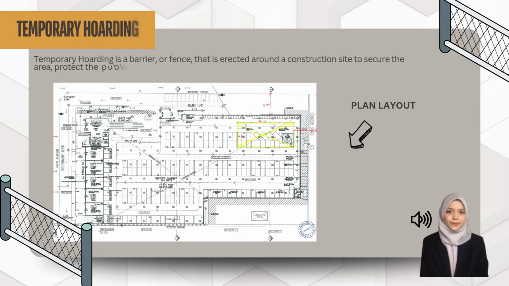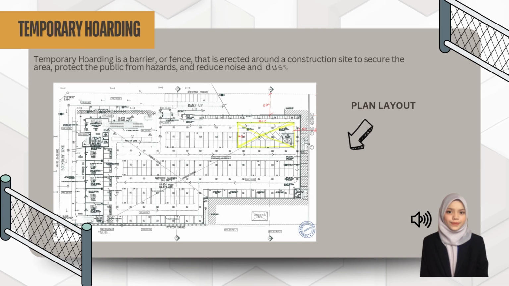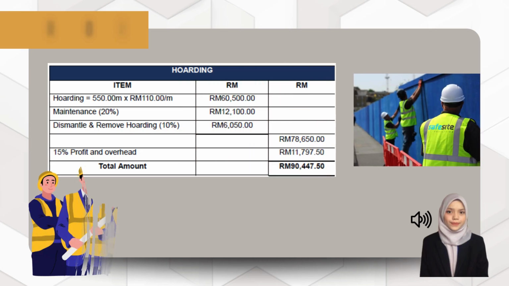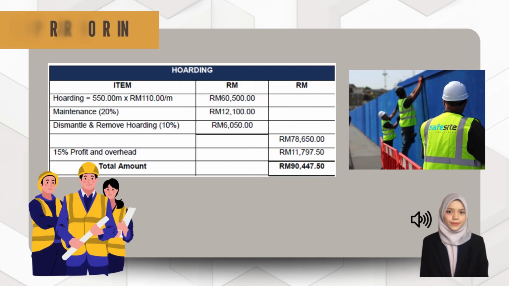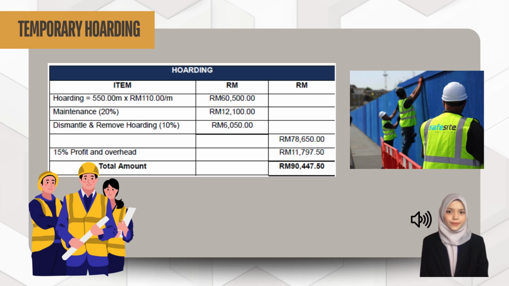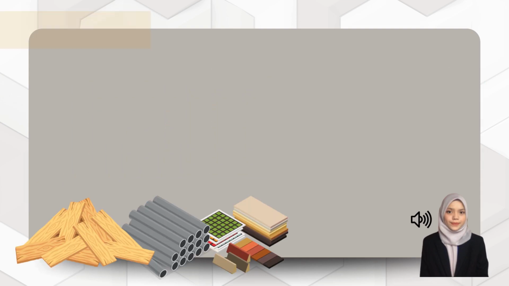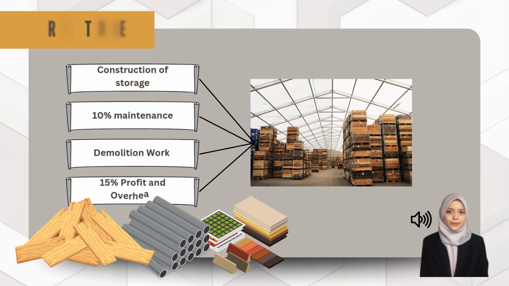Temporary hoarding is a barrier or fence that is erected around a construction site to secure the area, protect the public from hazards, and reduce noise and dust pollution. As shown in this slide, this is the plan layout for this project. The hoardings will cover around the construction site. After measuring the perimeter around the site, the hoarding needs 515 meters, and I got the price per meter for hoarding, 110, from the quantity surveyor online. The total cost for temporary hoarding is 19,447 ringgit 50 cents.